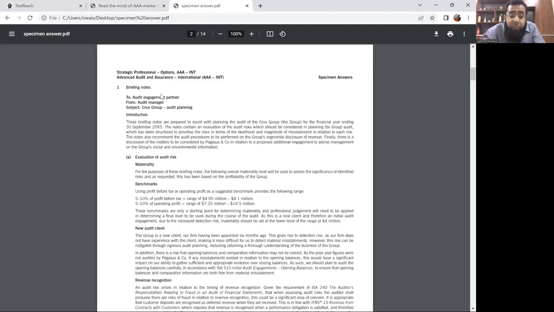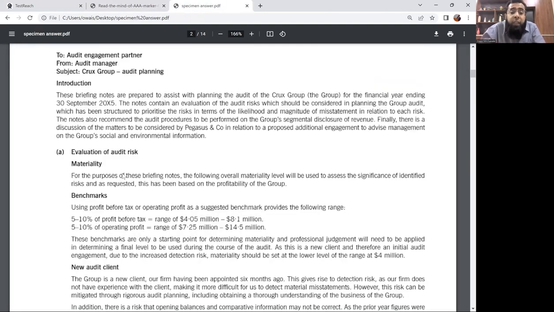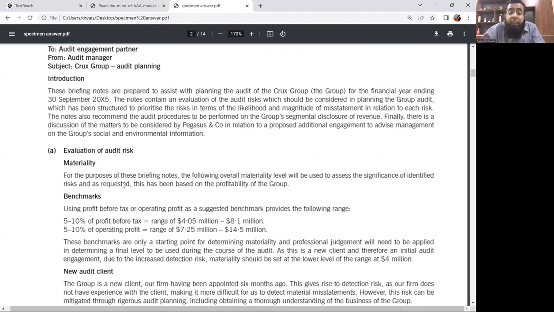If you look at the examiner answer, just look at how much he is writing on materiality. For the purpose of these briefing notes, the following overall materiality level will be used to assess the significance of identified risk, and as requested, it will be based on profitability of the group. Benchmark using profit before tax or operating profit as suggested benchmark provides the following range. So if you just look at it, he writes so much, but writing that much is not required.